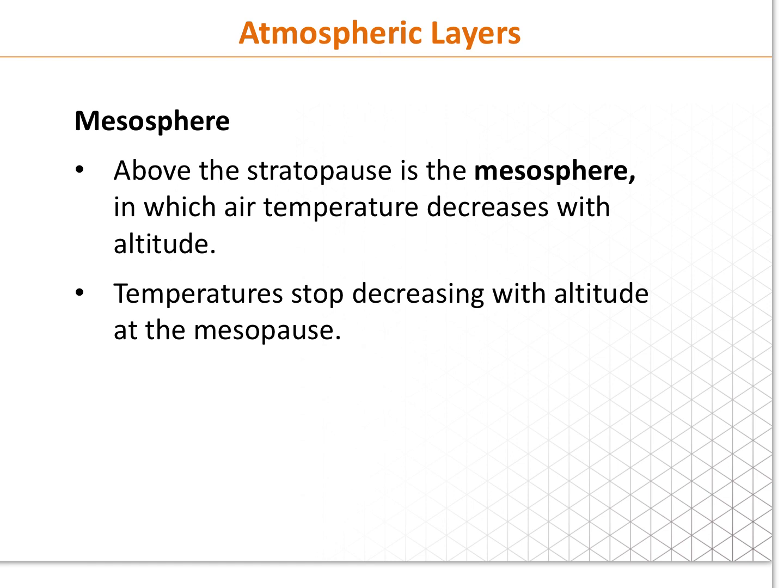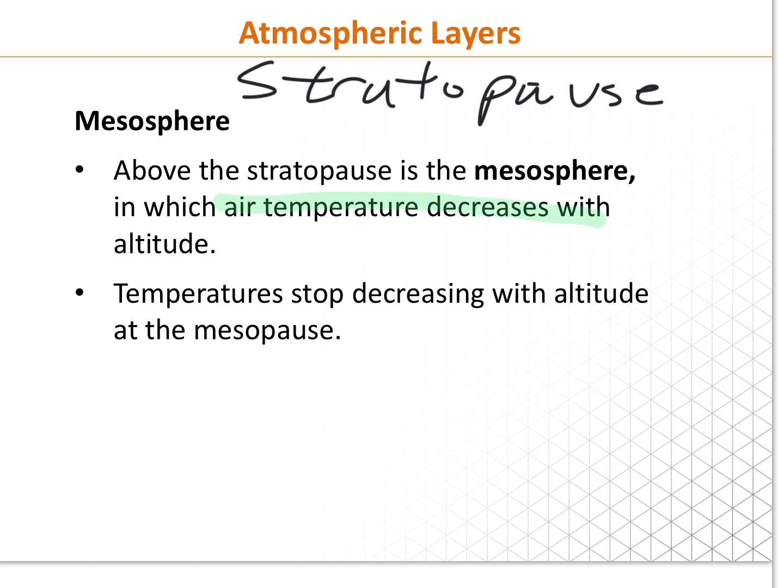Then we hit the mesosphere. So again, you're climbing all the way up. You hit the top of the stratosphere, and at the top of the stratosphere, you'd have the stratopause, and then you go into the mesosphere. So the mesosphere now is going to actually change. Temperature is going to drop. And so the temperature decrease continues with altitude. And it's actually going to be the coldest layer.